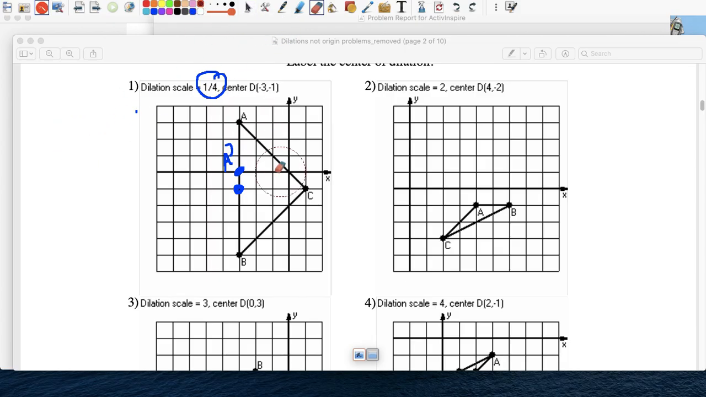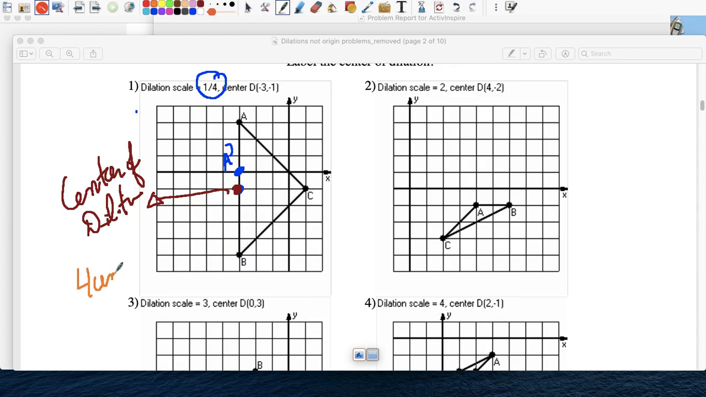Point B, well, actually not point B. Point B actually, yeah. So here's the center. Let me change colors and make sure that this is the center of dilation. Let's do point C, point B here. Point B again, 1, 2, 3, 4. It's 4 units, right? 4 units.